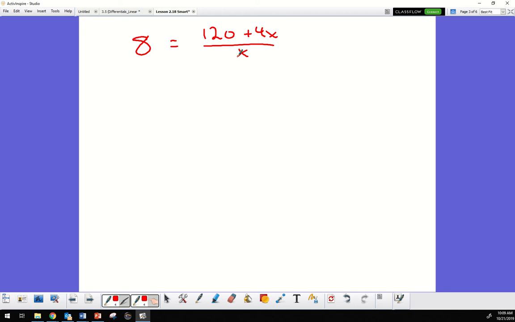Now we're coming into some algebra here. So now we're trying to get x by itself. But whenever I have a fraction like this, I always get rid of the fraction first. So I'm going to multiply both sides by the common denominator. I only have one denominator here, so it's got to be common. So what's my only denominator? X. So I'm going to multiply both sides by x. Now it's going to be 8x equals 120 plus 4x.